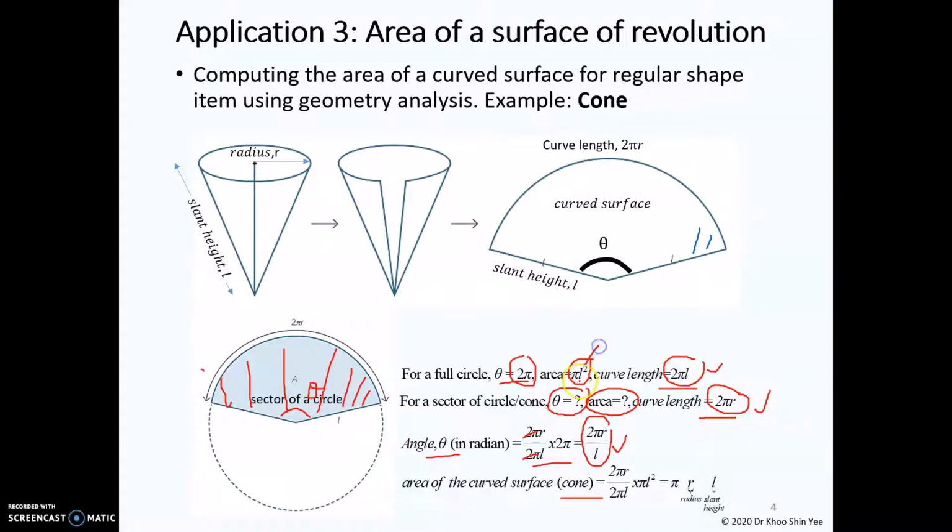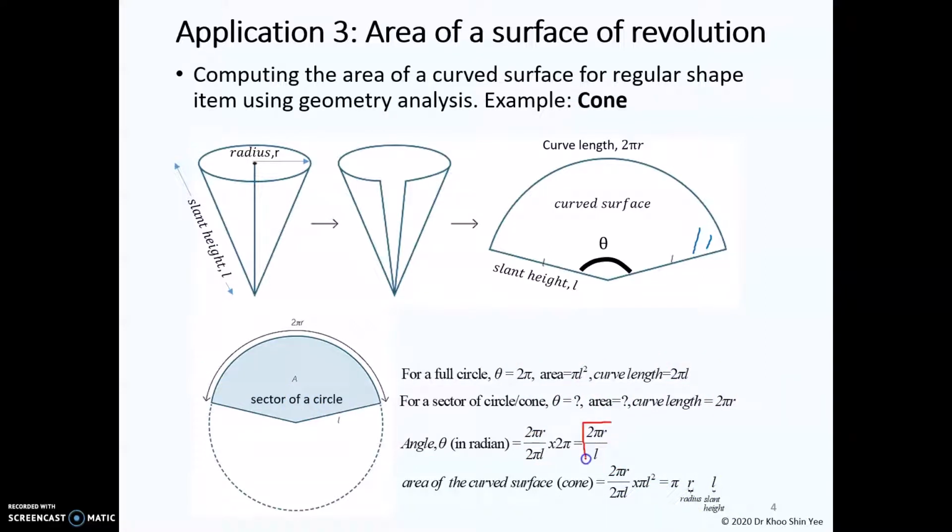with pi l squared, which is this. Then the 2 pi here can be cancelled, and the l cancels with l squared, so you obtain l only. Therefore, the total area here is equal to pi r l. So we have successfully used geometry analysis to find the angle and also the area for the curved surface of a cone.